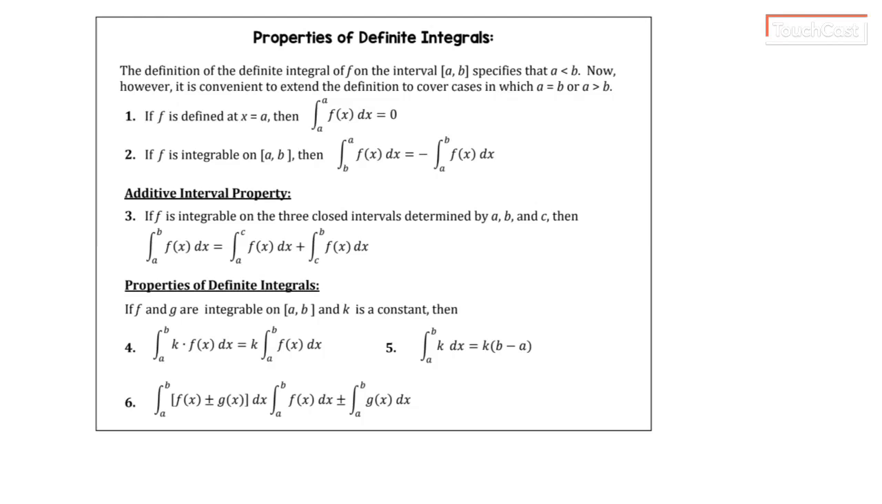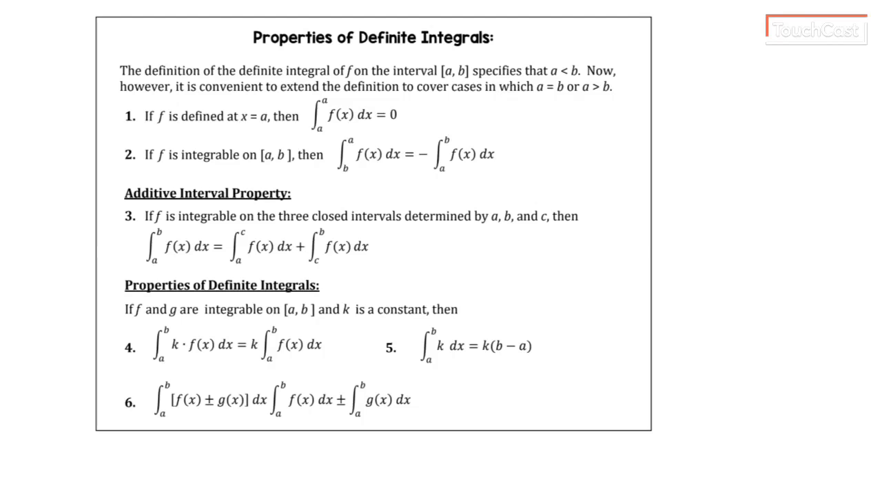Now, we also have this additive identity property. If f is integrable on the three closed intervals determined by the numbers a, b, and c, then the integral from a to b is equal to the integral from a to c plus the integral from c to b.